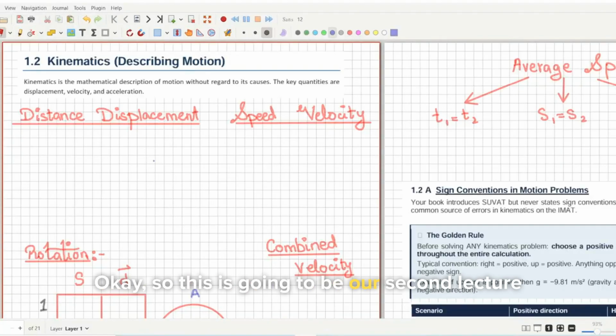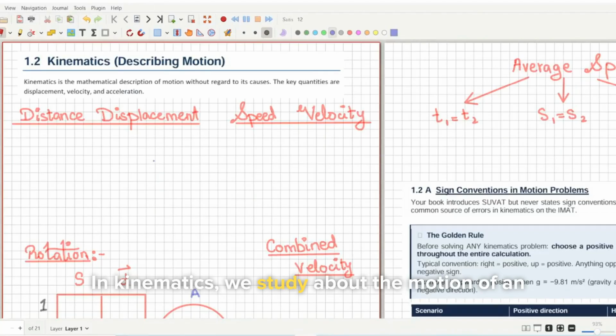Okay, so this is going to be our second lecture, that is about kinematics. In kinematics we study the motion of an object. So we will study how it is moving, and we will not be discussing why it is moving. Like, we don't need to know what is causing the motion.